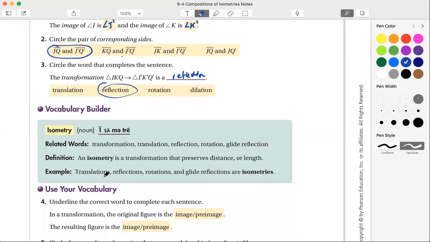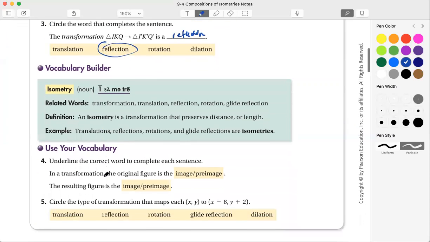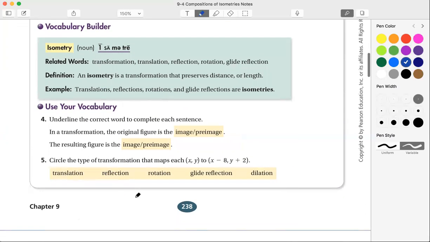An isometry is a transformation that preserves distance or length. Translations, reflections, rotations, and glide reflections are all isometries. In a transformation, the original figure is called the pre-image. The resulting figure is called the image.